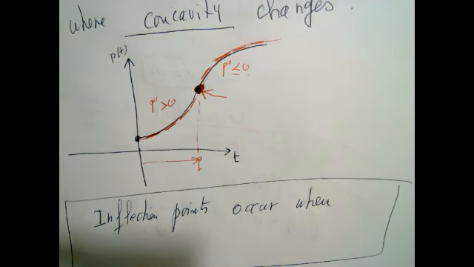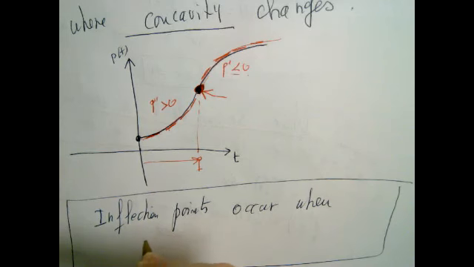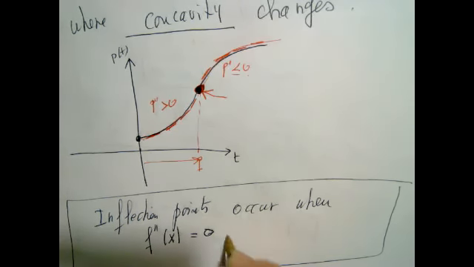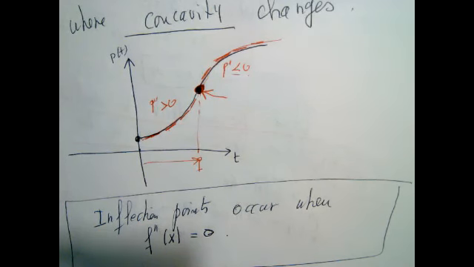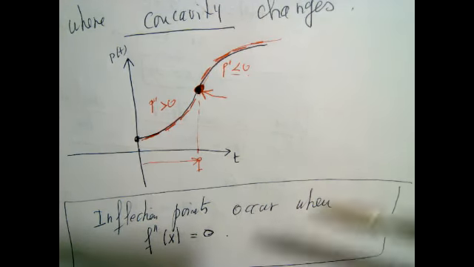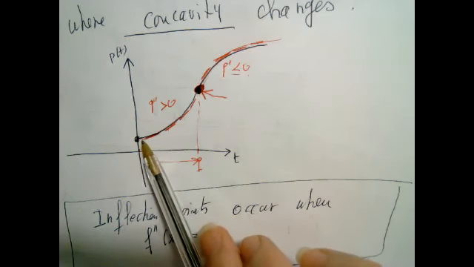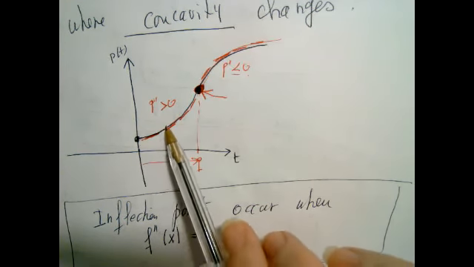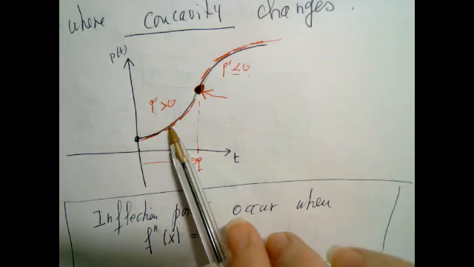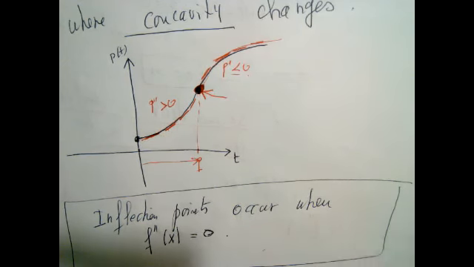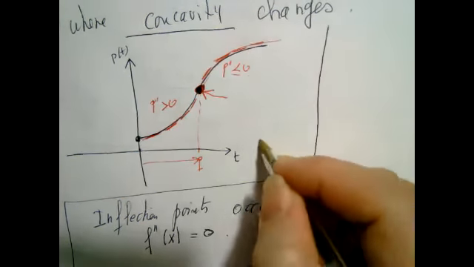So inflection points occur when the second derivative is equal to 0. This is where they occur. So they are basically the critical points of f prime itself. And that's very important, because it tells me where the rate is changing. The rate, not the function. The rate moves from increasing to decreasing.